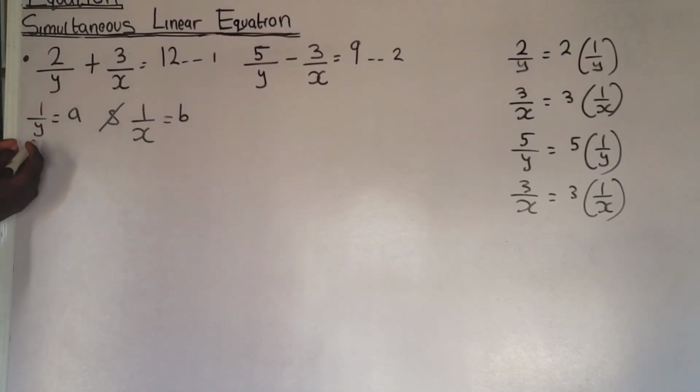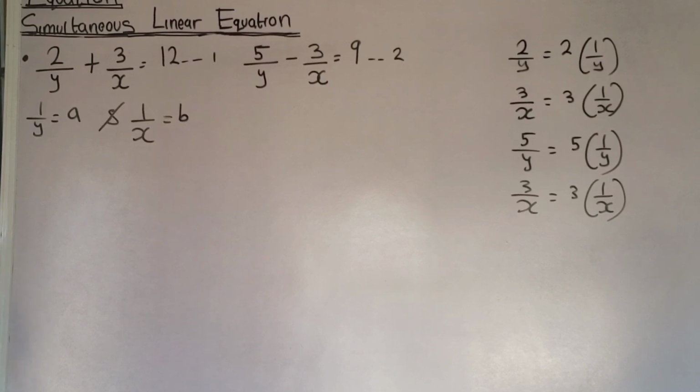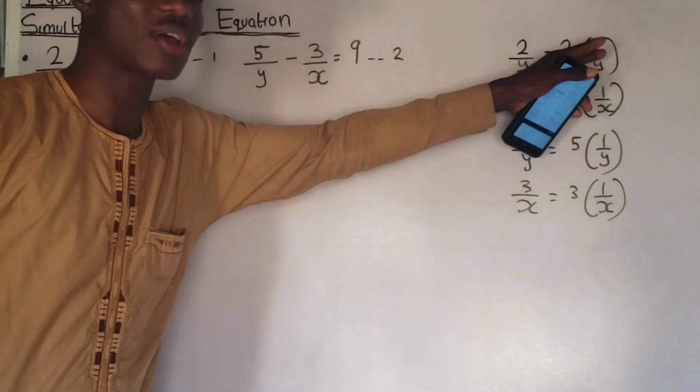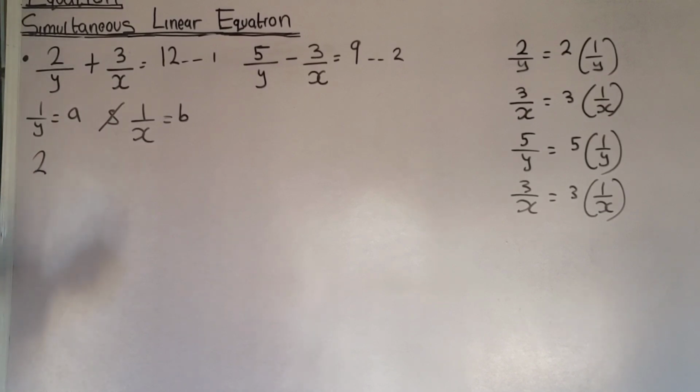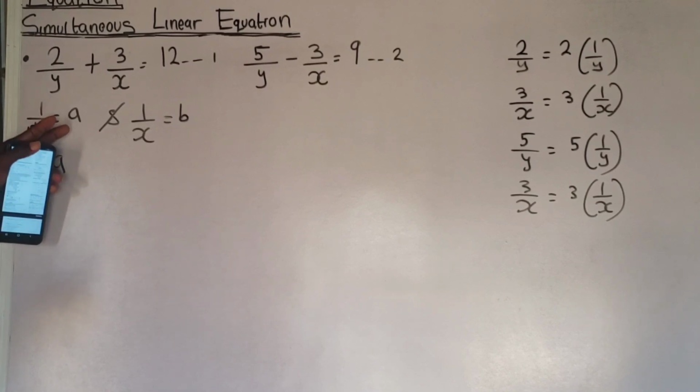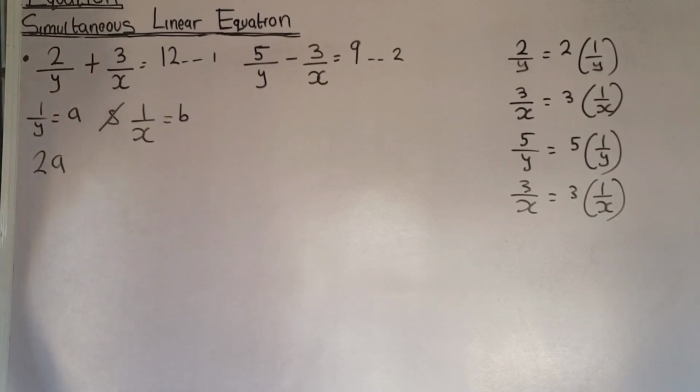Okay, now let's go. 1 over y is equal to a, and I know that 2 over y is also the same thing as what? 2 into bracket 1 over y. So for this I'm going to have 2 multiplied by, instead of 1 over y, I'm going to replace it as a. Do you understand? So I'm going to have 2a, since I know that 1 over y is equal to a. Do you understand? Okay, please pay attention. It's simple. You just have to pay attention. Do you understand? So that when you come across this kind of question in exam, you'll be able to solve it. So 1 over y is equal to a.